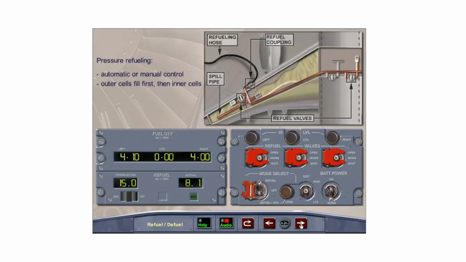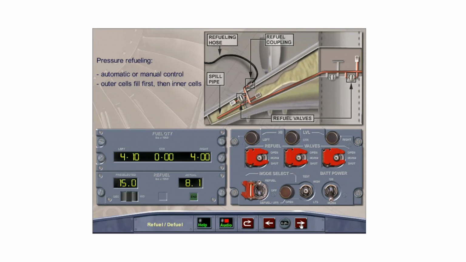The refuel valves can be controlled either automatically or manually. Automatic refueling is accomplished by selecting the Mode Select switch to refuel, pre-selecting the required amount with the pre-selector rocker switch, and leaving the refuel valve switches in the norm position. The refuel valves are controlled by the FQIC and open when refueling pressure is available.